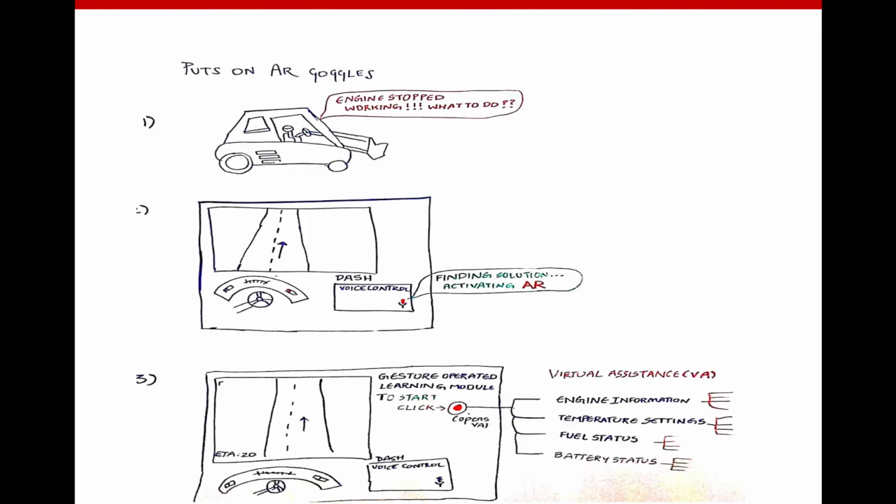So based on this, we came up with a story that whenever a problem occurs, the operator puts on the AR goggles and activates the voice recognition. He says, "Engine stopped working. What do I do right now?" So the AR gets activated, and you can see various information like engine information, temperature settings, fuel status, battery status, and all that. And then the AR application shows him exactly what he has to do, where he has to press, and all that so that he can get going again.